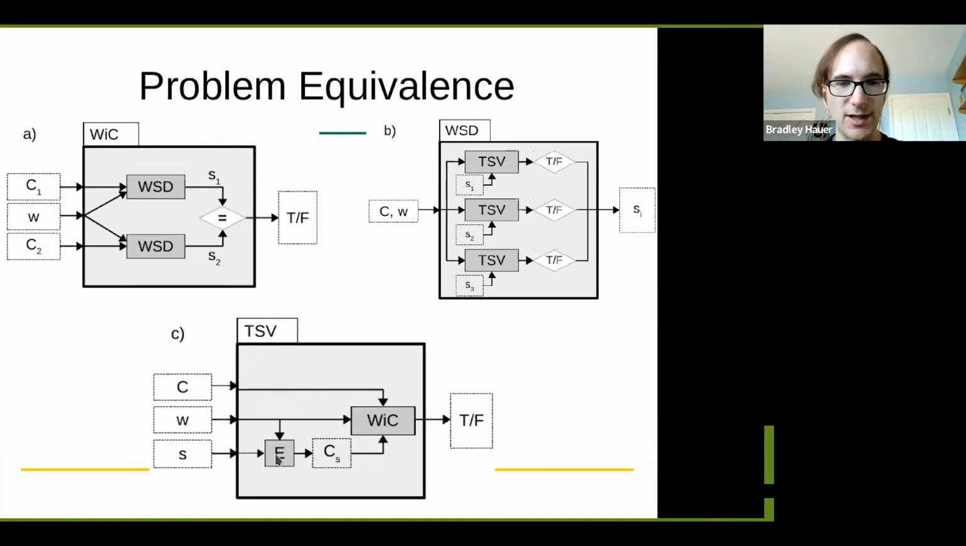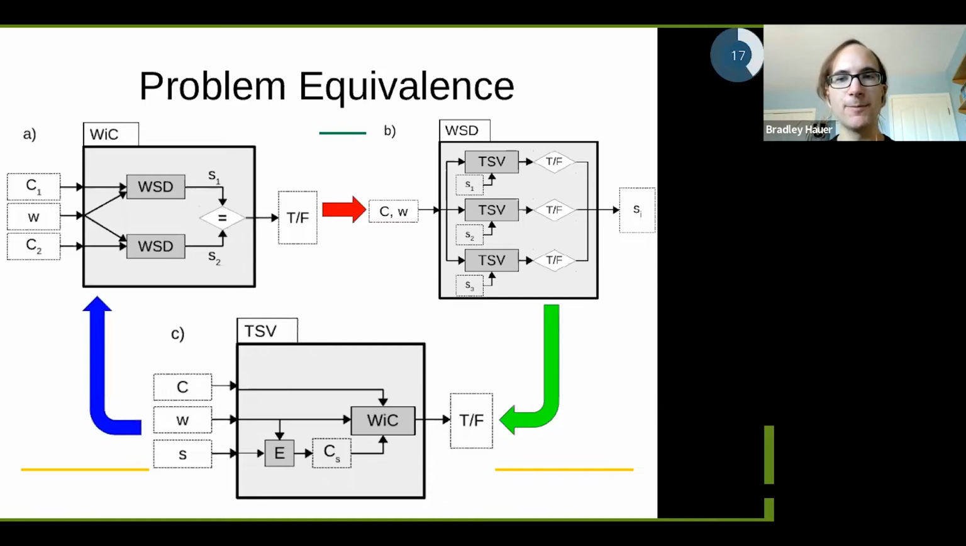So we use a simple method of generating an example for S. We generate a context in which W does have sense S, and we just ask our WIC system, does W have the same meaning in the example of sense S as it does in C? If they have the same sense, then they should have the same meaning. So our WIC instance should be true, and obviously false otherwise.